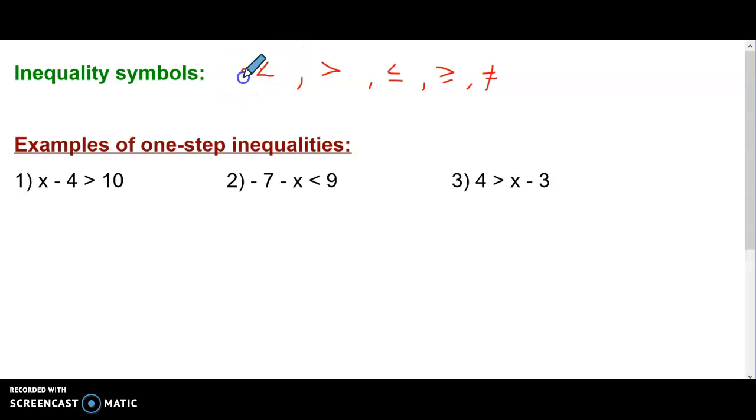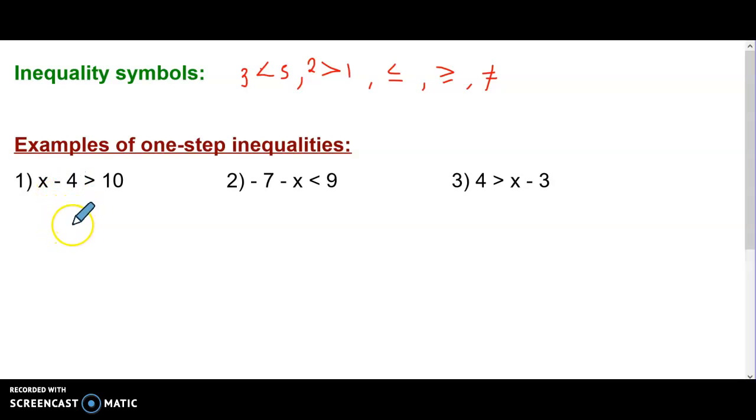For example, 3 is less than 5. 2 is greater than 1, and so on. So let me go to the examples. That's the best way to get some practice here, going through the examples.